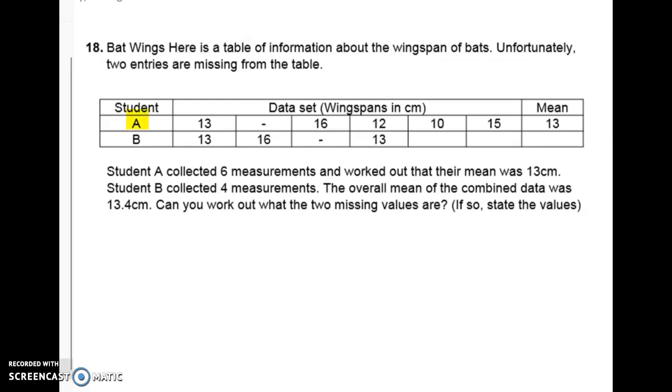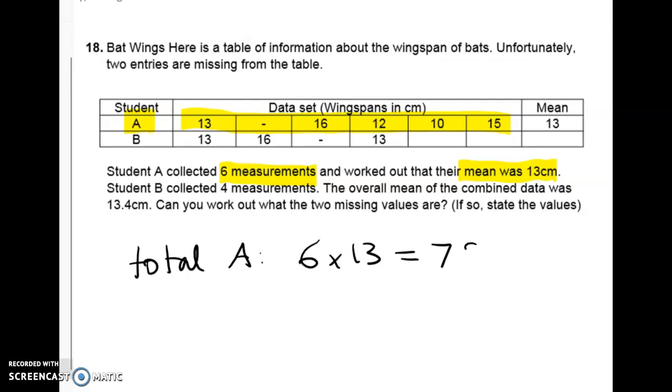Student A has got their data on the wingspans of bats that they've collected in this row here. You can see that they collected 6 measurements from 6 bats, and they worked out that the mean was 13 centimetres. So straight away we know that the total from A must be 6 times 13, which is equal to 78. Student B collected 4 measurements. You can see that for each of those students there's one missing thing.